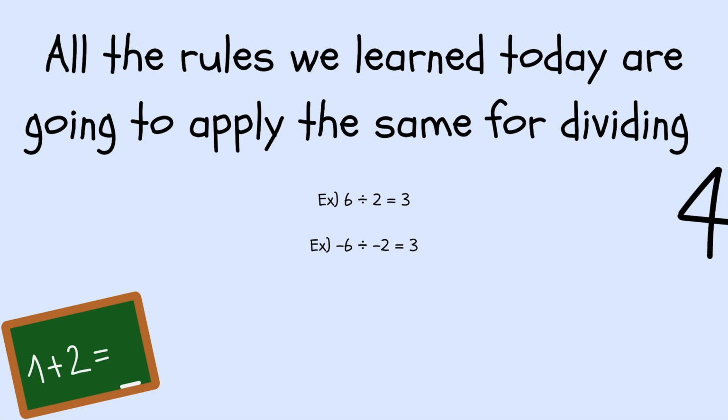Another example that we focused on today was multiplying negative numbers by negative numbers. Here we're dividing them instead. Negative 6 divided by negative 2 will give you positive 3.